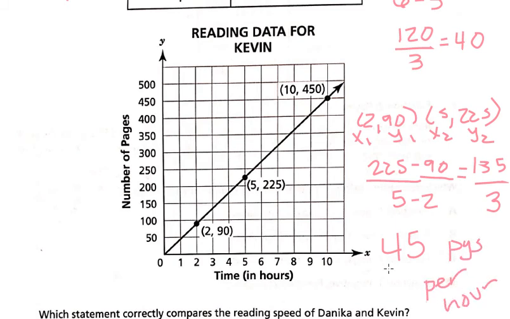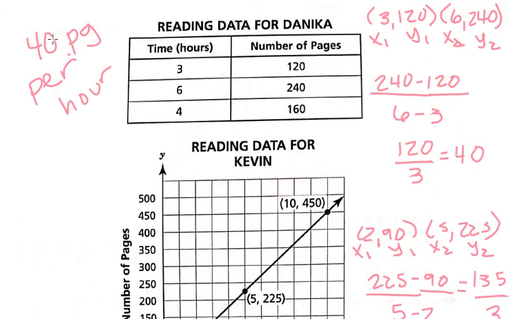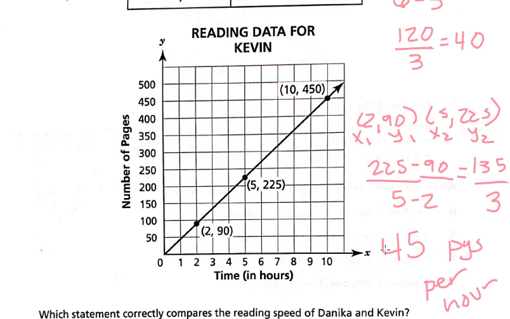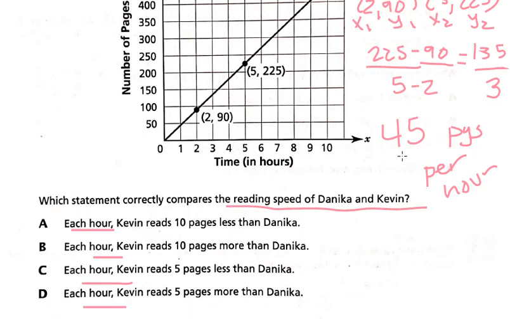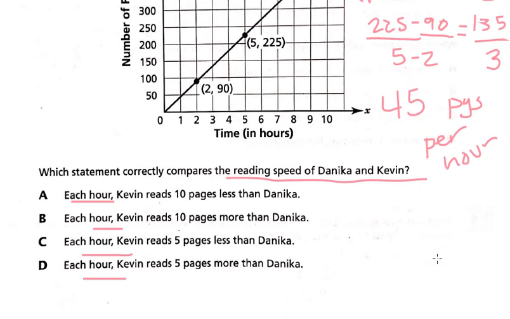So it wants you to compare their speeds. So Danica reads 40, Kevin reads 45. He's reading faster, and he's reading faster by 5. So which one says that? It says that each hour Kevin reads 5 pages more. So that is going to be our answer there.